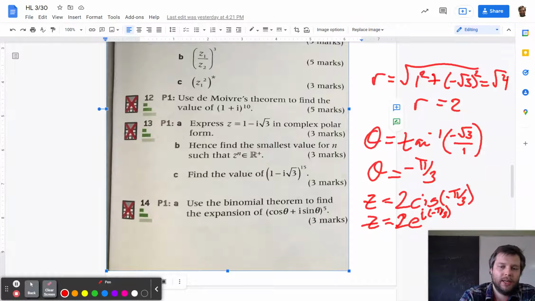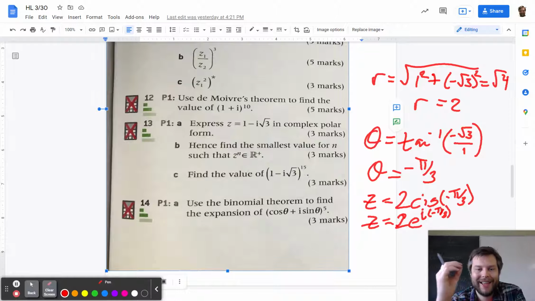Okay, part B. Hence, find the smallest value for n such that z to the n is in R plus. In other words, I want to raise this to a power and get a positive number out of it. I think they may have misstated the question because, well, they didn't tell us what n is. Do you know what I'm saying?